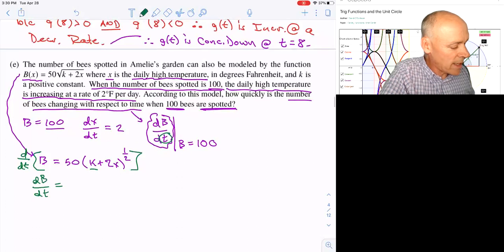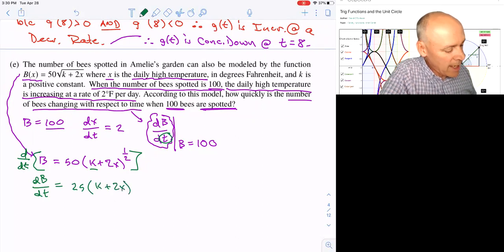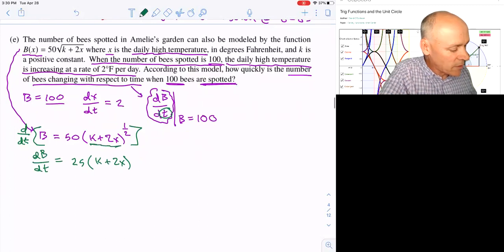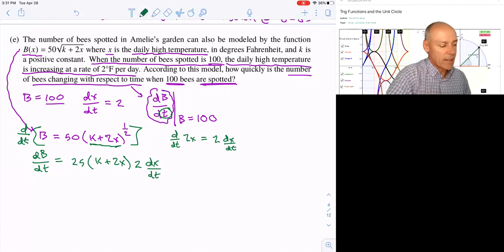So I'm going to go exponent times my 50, that'd be 25, plus k plus 2x, times the derivative of the inside function. Well, the derivative of k is going to be 0, but d/dt of 2x is going to be 2 dx/dt. Okay, I'm just going to write that. I'm doing d/dt of 2x, and my answer to that is 2. And the derivative of my inside function x is dx/dt. So that's how I'm getting this piece right here.